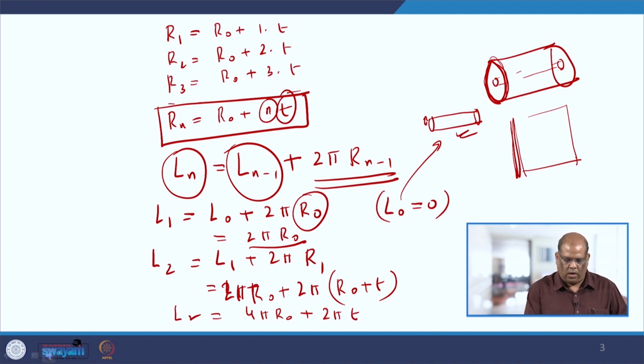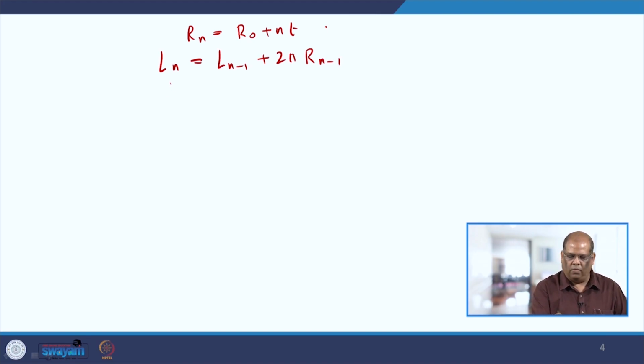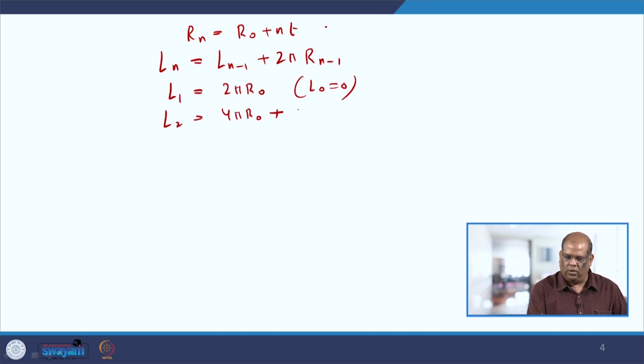Let me go to the next page. So, what you got is Rn equal to R0 plus nt, and you have Ln equal to Ln minus 1 plus 2 pi into Rn minus 1. You have shown that L1 is equal to 2 pi R0 because your L0 is 0. L2 is equal to 4 pi R0 plus 2 pi t.